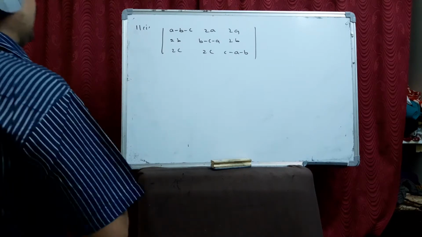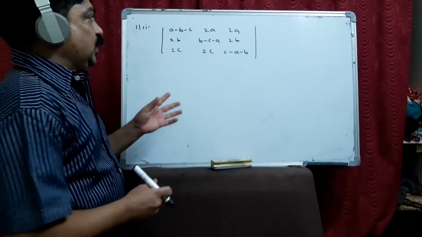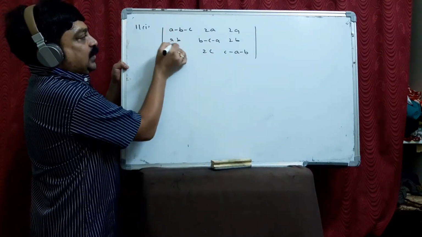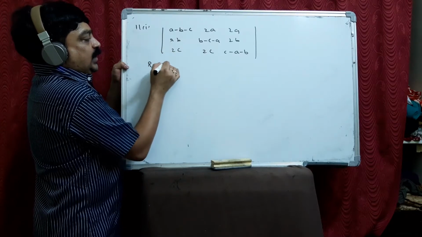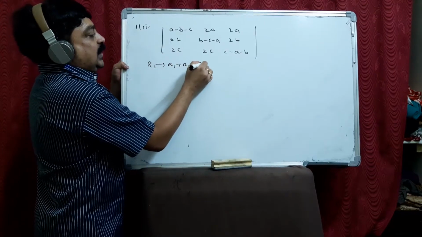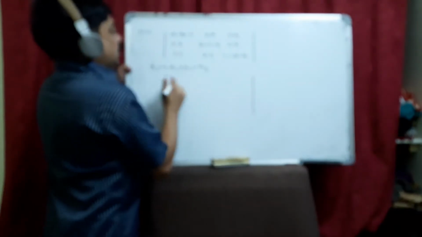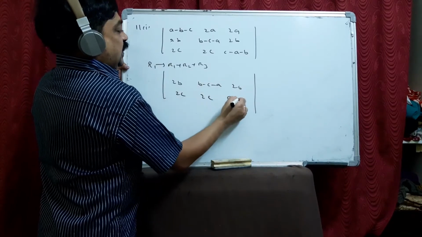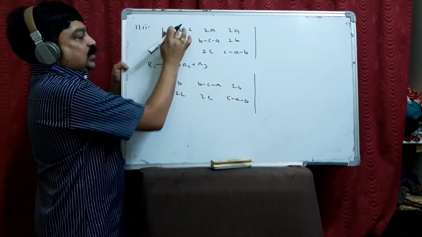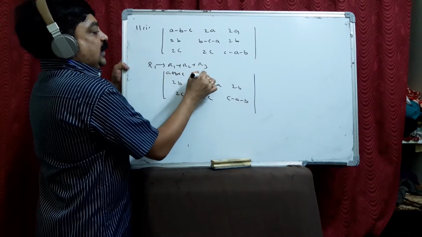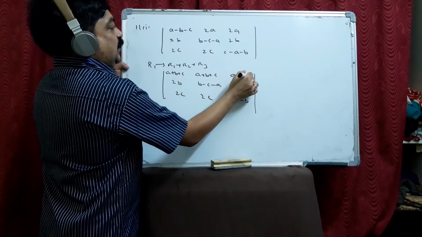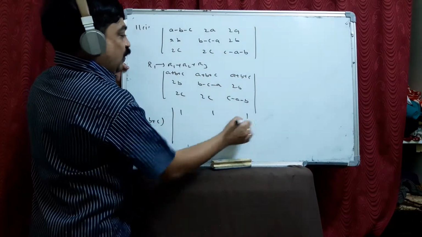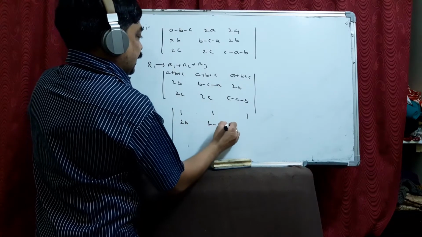See, in this problem, the right hand side is a plus b plus c whole cube. So you will get a plus b plus c when you add these two elements to the first row element. So we take R1 to R1 plus R2 plus R3. That means R2 and R3 remain the same. R2 and R3 let us write first: 2c, 2c, c minus a minus b. So when we add these two to this, it becomes a plus b plus c, a plus b plus c, a plus b plus c. So let us take a plus b plus c common from the first row: 1, 1, 1, 2b, b minus c minus a, 2b.